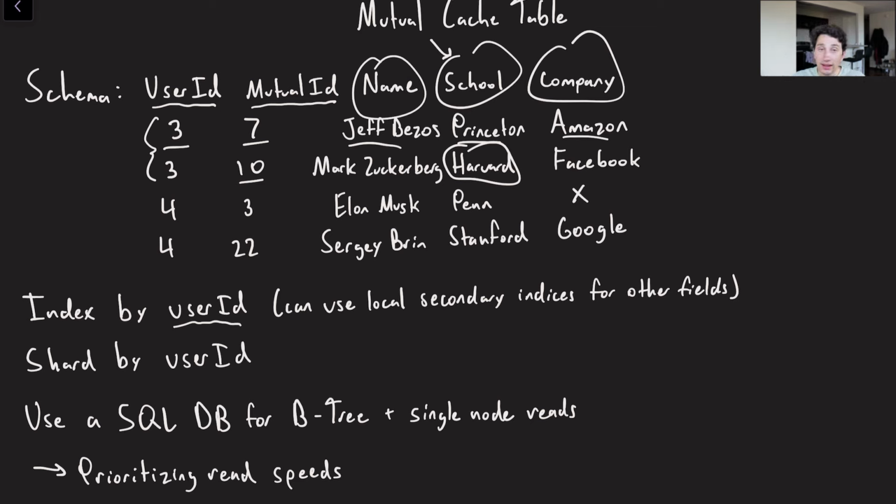Great. In terms of the database choice, I just went ahead and said let's use a SQL database. We don't really care if the writes to this thing are fast. We're optimizing for our read path. And so again, it's going to be nice to have a B+ tree. It's going to be nice to be able to read from a single node, as opposed to using something like Cassandra, where we might have quorum consistency and then have to read from multiple nodes at once.